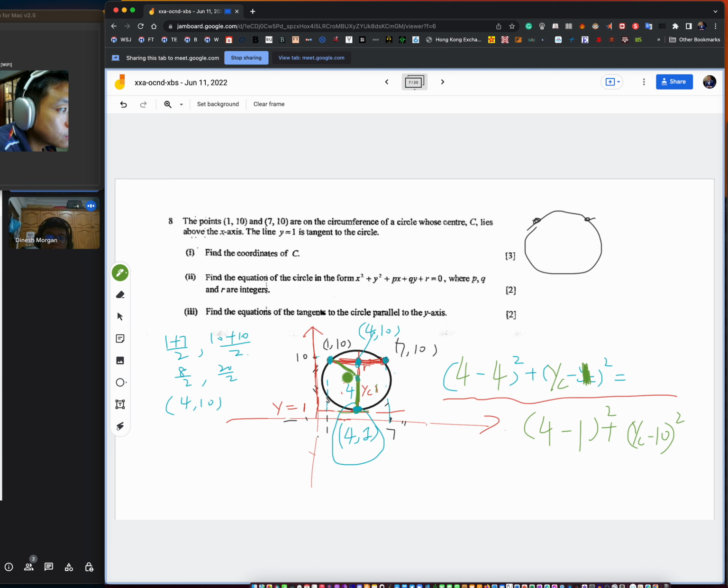Basically, actually if you take 1 minus yc, then you have to take 10 minus yc later. What I have done here is I take this 4 minus the 4 here, and yc minus the 1. So I need to do the 4 minus 1, and then yc minus 10. So I always take the center point minus the point at the circumference. Okay?